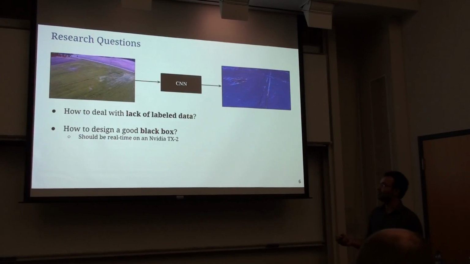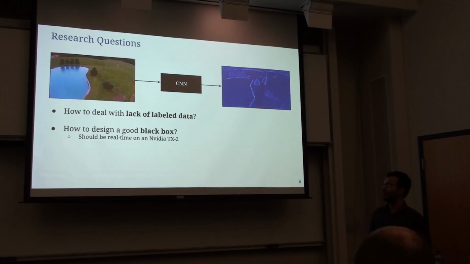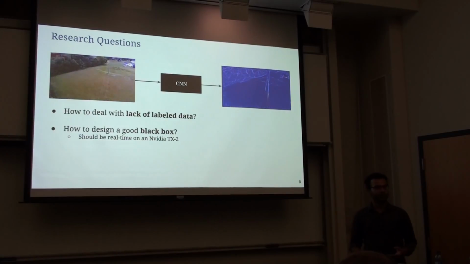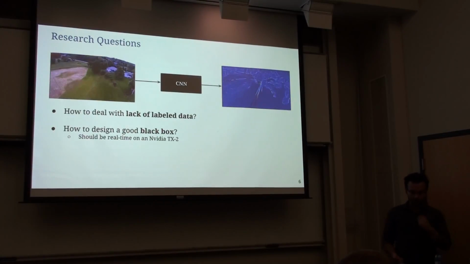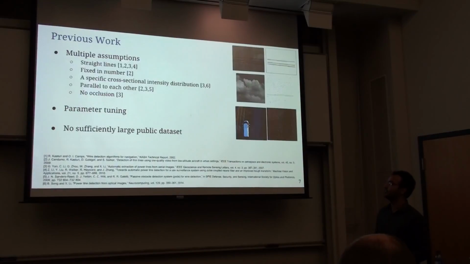And the second one is, how do you design this black box? You want to make a good black box. By good, I mean it should be able to run on a TX2 at a decent speed, say 3 to 4 hertz, and it should also have good accuracy.